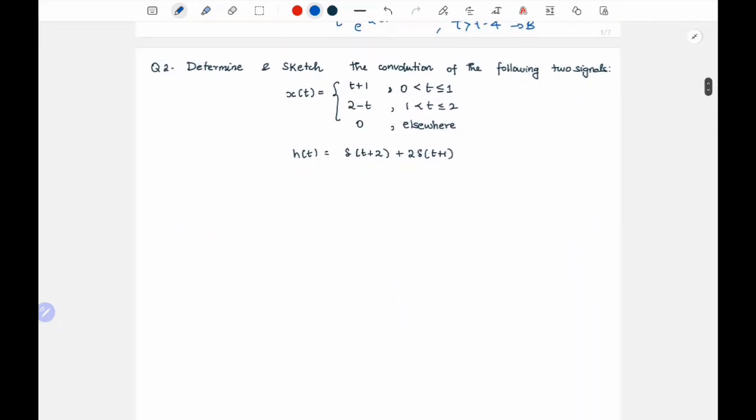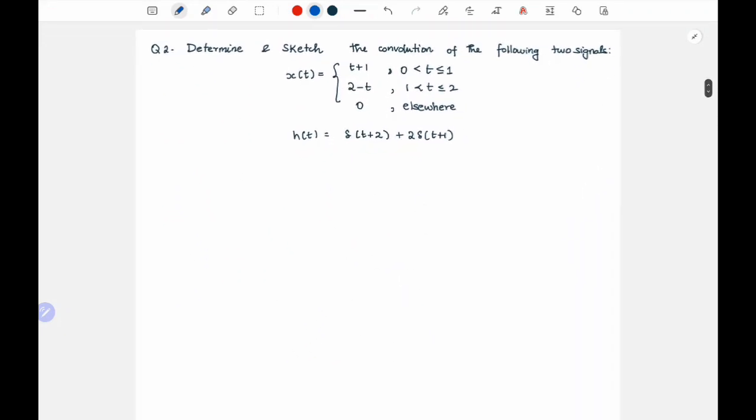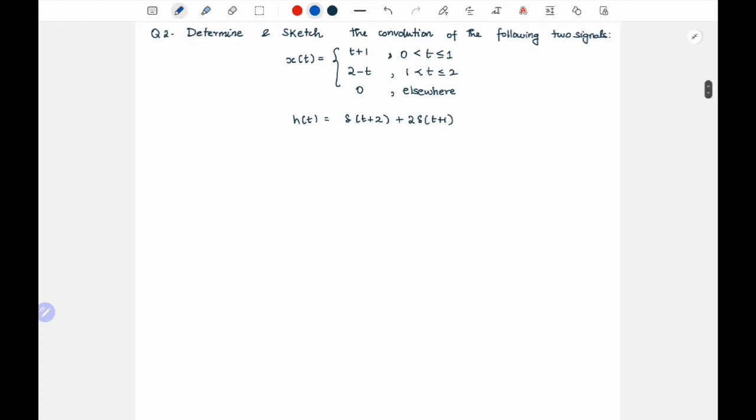So the second question: determine and sketch the convolution of the following two signals. Okay. So x of t is given as t plus 1 for 0 to 1 and 2 minus t for 1 to 2, and it is 0 everywhere else. And h of t is actually delta of t plus 2. It is like sum of two impulses.